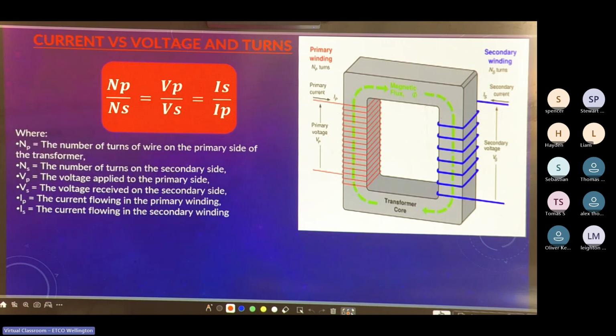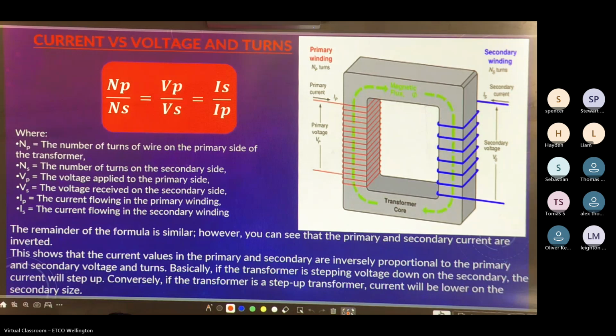Cool. And then we looked at NP over NS equals VP over VS, which is equal to IS over IP. So basically we've added IP, which is the current in the primary, and IS, which is the current in the secondary. And we know that current is inversely proportional to the voltage. So if we step down the voltage, we increase current. If we step up the voltage, we decrease the current.